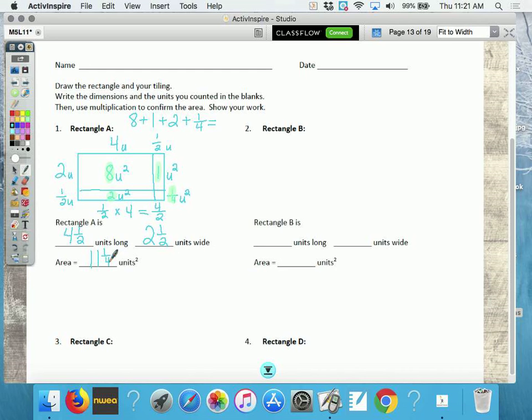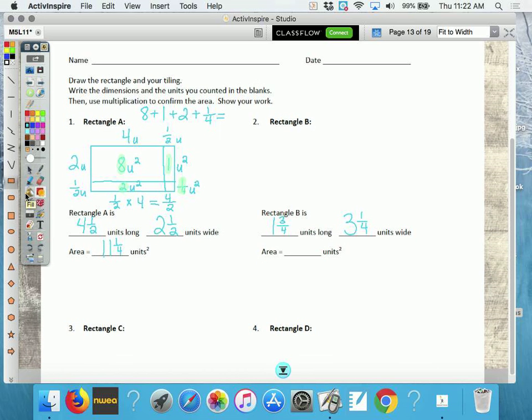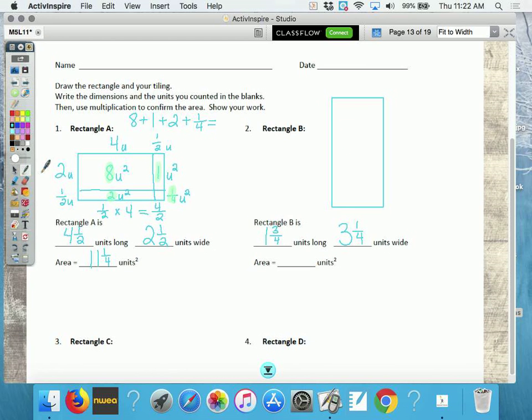Okay? All right. So I'm going to give you 1 3/4 by 3 1/4. Okay? So this one, this rectangle, the top is going to be shorter than the side, isn't it? So I'm going to make it like this. We're going to do 3 problems and then I'm going to let you do your exit ticket.